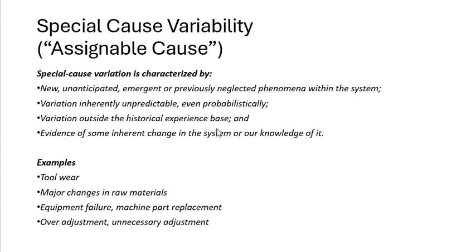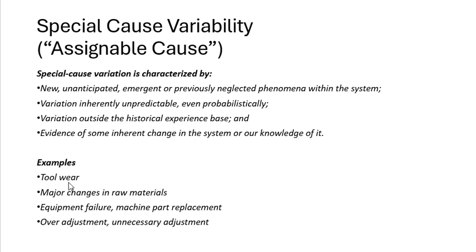Here, of course, I've written it in a little bit more formal way. Special cause variation is characterized by new, unanticipated, emergent, previously neglected phenomena within the system. Variation is inherently unpredictable, even probabilistically. It is variation outside the historical experience base, something that you don't have in your historic data set, and evidence of some inherent change in the system or our knowledge of it. So that's just a formal way of writing it.